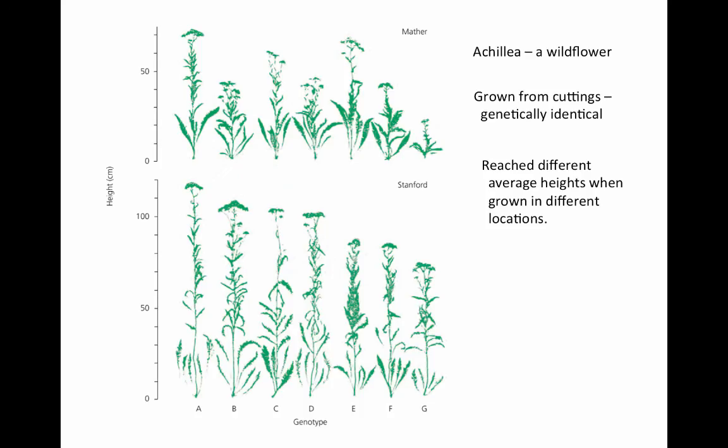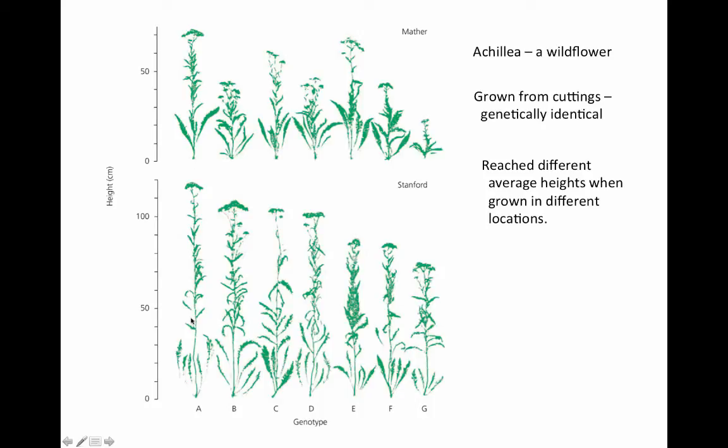We can actually demonstrate this in field studies. These were done by a group of Stanford biologists on a native wildflower called Achillea. The Achillea plant can be grown from cuttings, so you can take a little cutting from a plant out in the wild and grow an entire plant from it. For each of the plants they found in the wild, they took 2 cuttings.